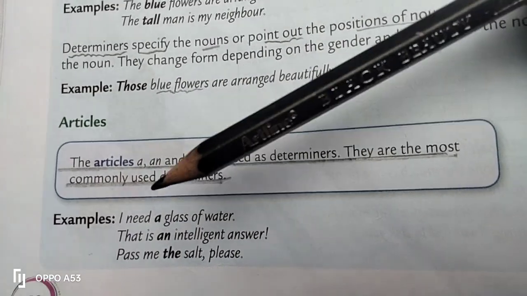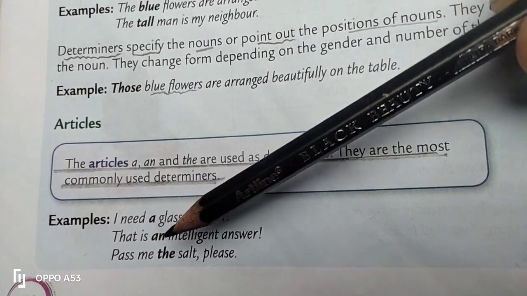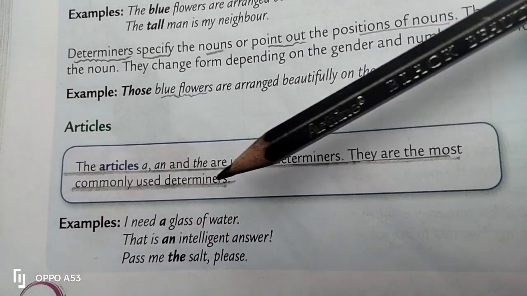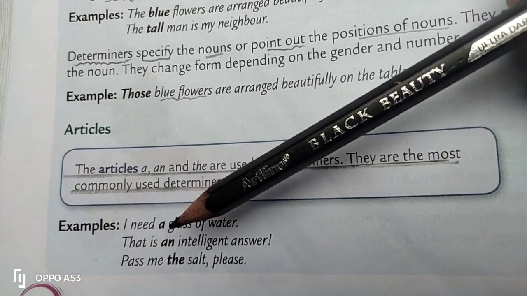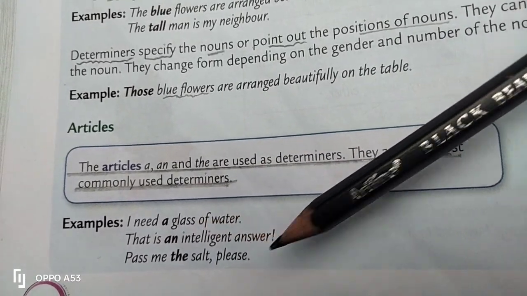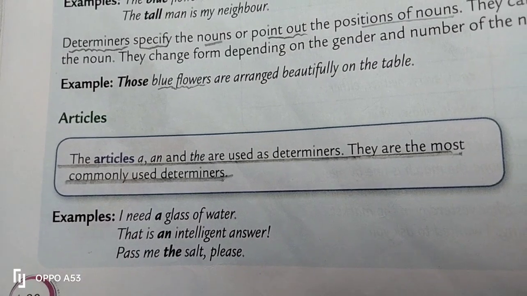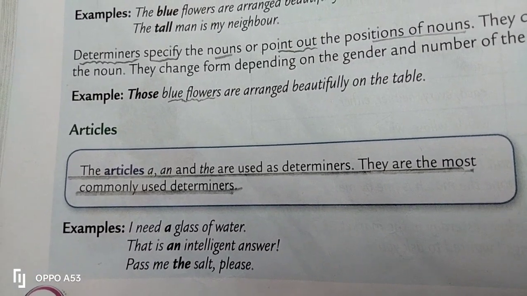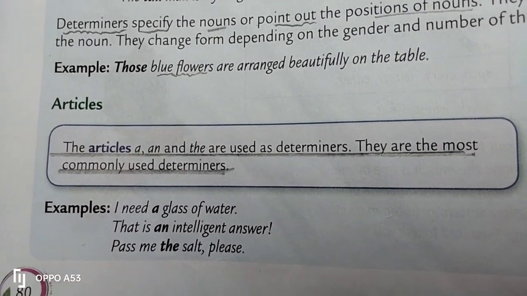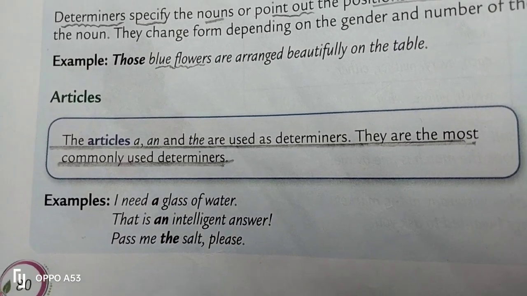Here the indefinite article is used, and there is an intelligent answer. There is an intelligent answer. There is an, used, and pass me the salt, please. And here, in all these things you will see particular articles used in order to define what it means.